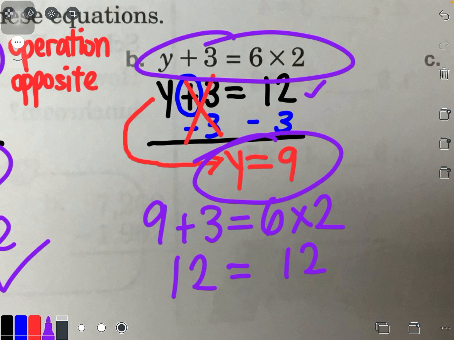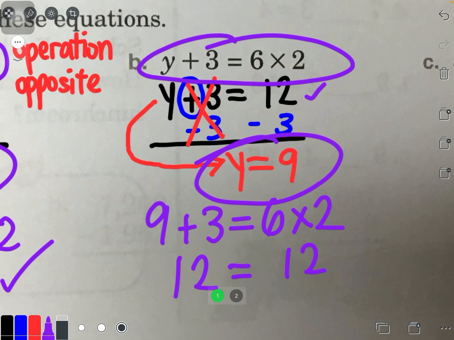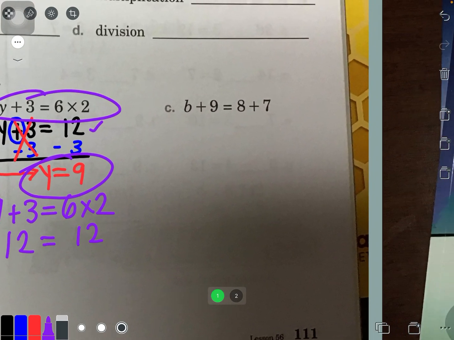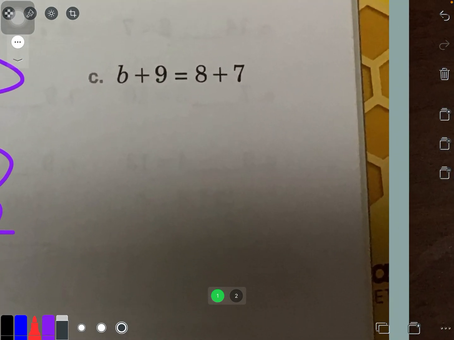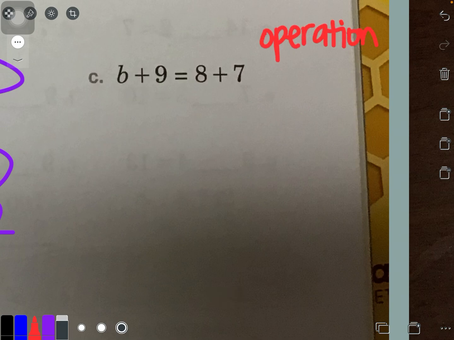Okay? All right. So you're probably wondering, Mr. Vera, I already knew that y equals 9. I didn't have to do all of this. Yes, you did. And yes, you do. Always. Let's look at C. And I'm going to write here, operation opposite.